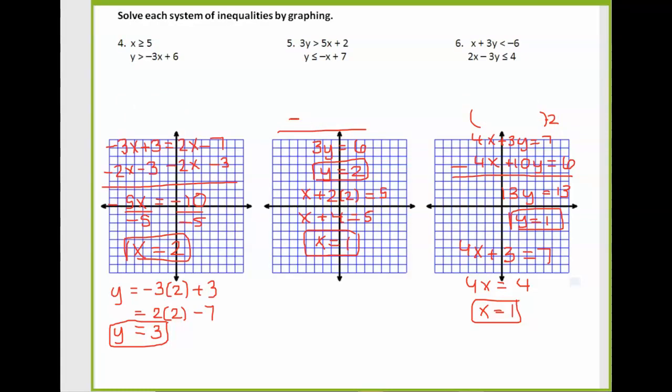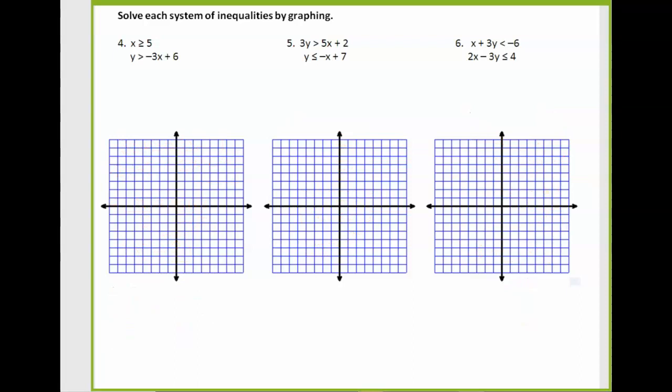And then over in number 4, 5, and 6, you had to graph these and then get their solutions by shading. X greater than 5 is going to be a vertical line. So it's 1, 2, 3, 4, 5. Vertical line that is solid at x greater than or equal to 5. That line would have shading to the right, because x values are greater.